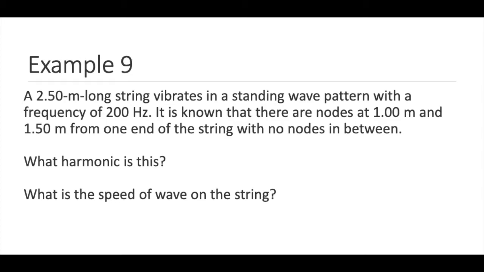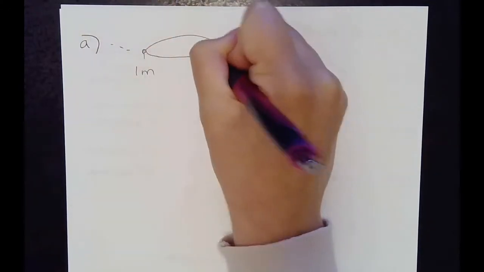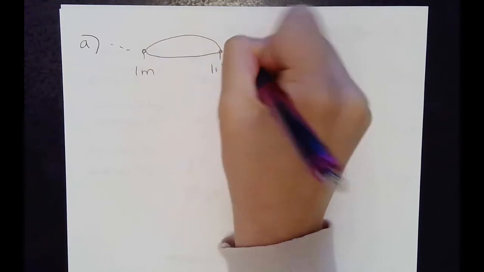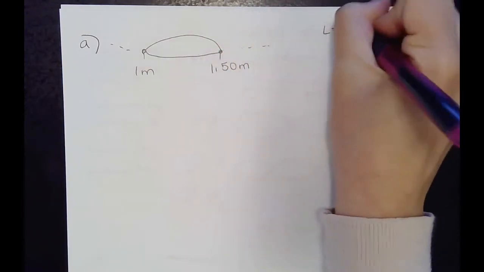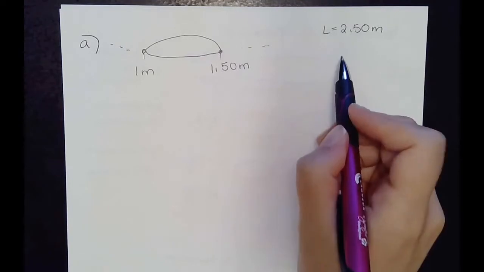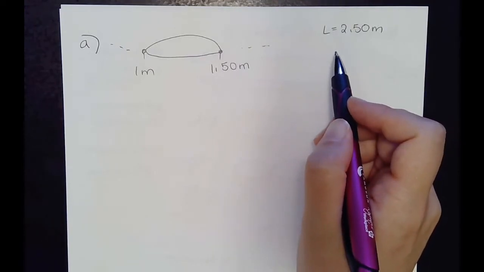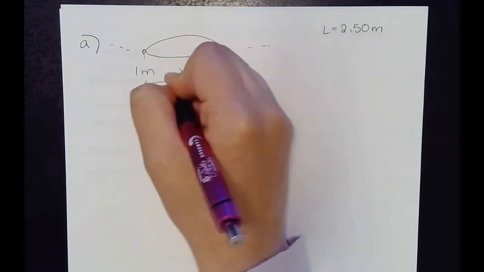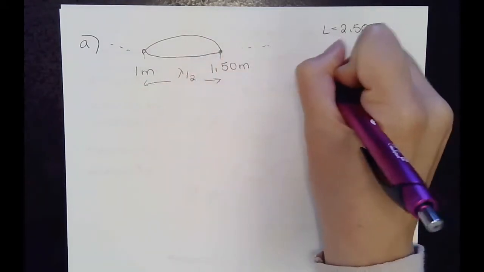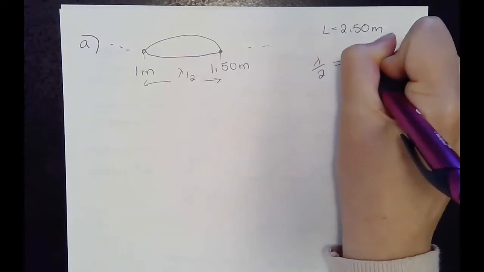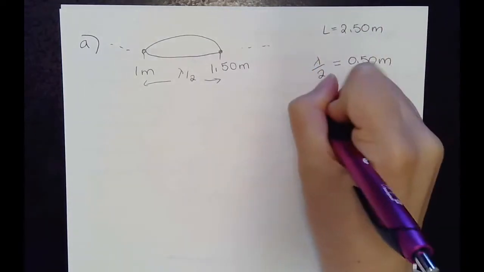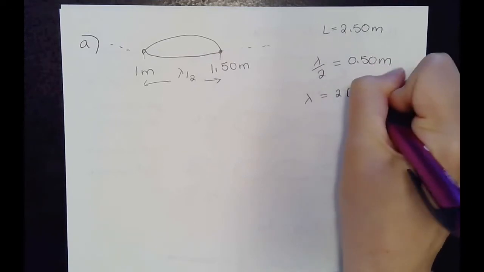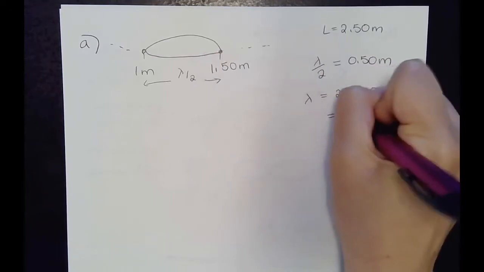Okay, so we have this pattern here. We don't know what happens yet on either side, but one node is at 1 meter and the other is at 1.5 meters. And then the total length is 2.5, so we can figure out what the rest of it looks like just because those are small lengths to work with. But we also know that this is lambda over 2, the node to node distance. So we have lambda over 2 equals half a meter. So lambda has to be 2 times that, which is 1 meter for the wavelength.